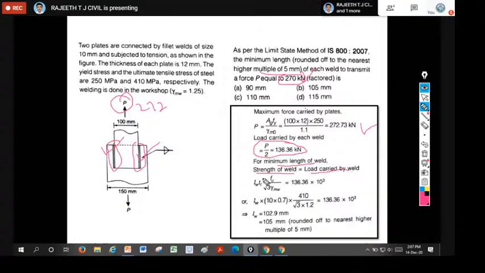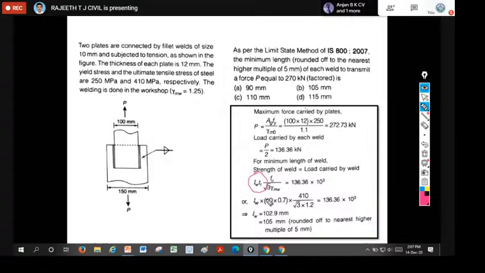So the strength of the weld, as I discussed in yesterday's class, is nothing but the load carrying capacity of the weld. That is equal to the area of the weld into the stress in the weld. So here the area of the weld is this much. We discussed this in the last session.